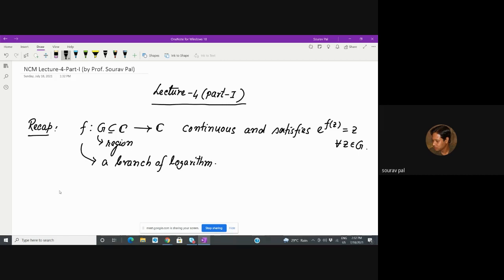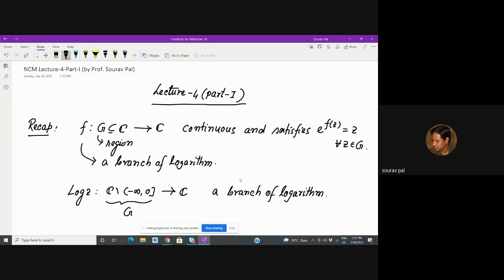We have seen one particular example, namely the principal logarithm, and we have seen that this is well defined if we remove this half line. So this is a region itself. You can choose this to be your G. And we have seen yesterday that this is the maximal region on which this function is a branch of logarithm.